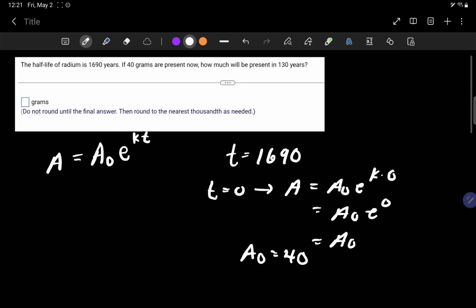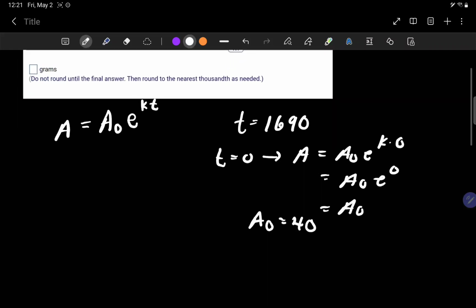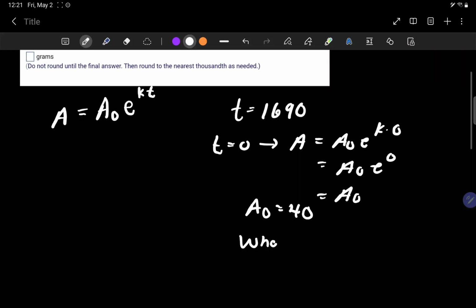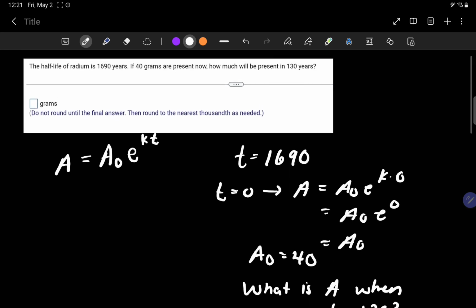And I want to figure out how much is left after 130 years. So what is A when t equals 130? Okay, so we're going to start out with saying we have 40 grams present now. And if we're talking about half-life, it tells me it takes 1,690 years to become half of how much I started with. So that's going to put me at 20. And then I have e to the k. Well, the time it takes to get to 20 grams left over is that 1,690.